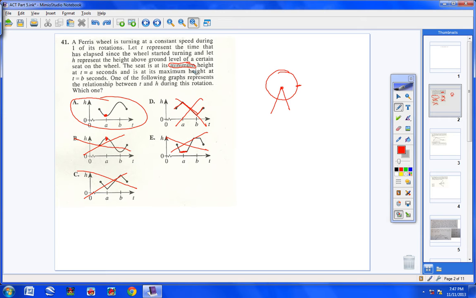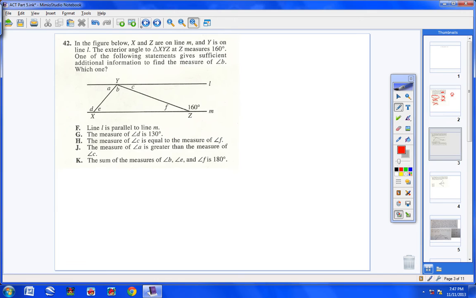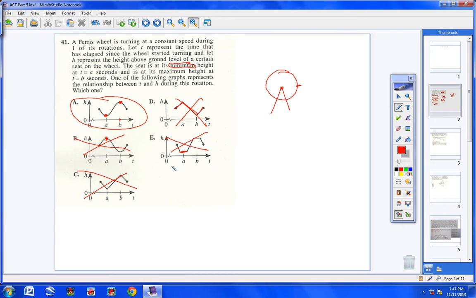And by the way, you're at your maximum height when t equals b, and here's b, and we're at our maximum height, okay? Not too bad. And what are they teaching? What are they testing you on? Again, your understanding of graphs, reading of graphs, knowing what input and output is when you have a certain t, you have a certain h, and being able to understand that.